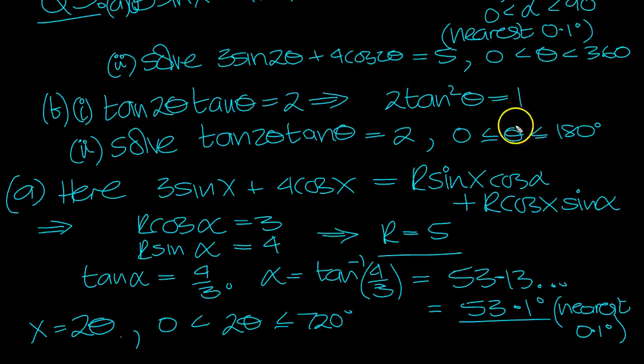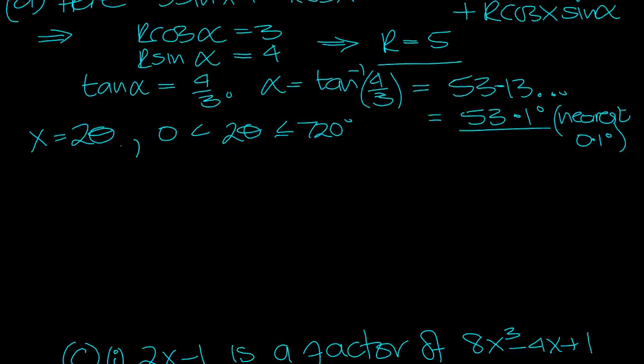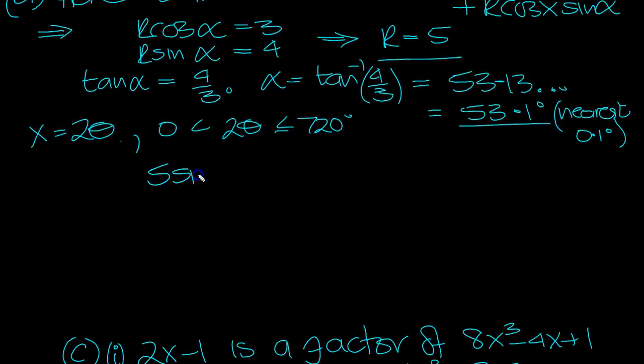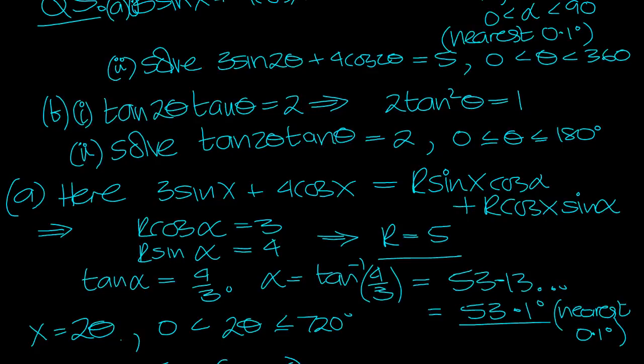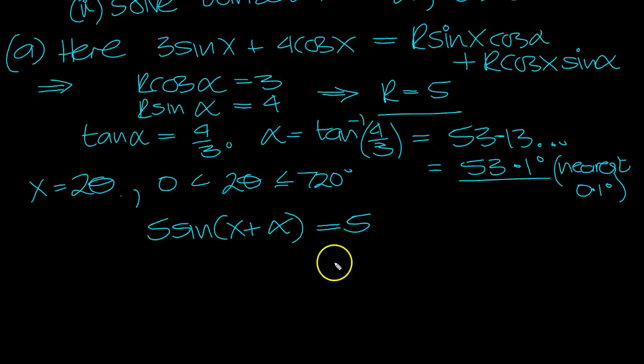So what have we got? We've got R sine x plus alpha. So 5 sine x plus alpha is equal to 5. So sine of x plus alpha then is equal to 1. X is 2 theta. Let's put that in.